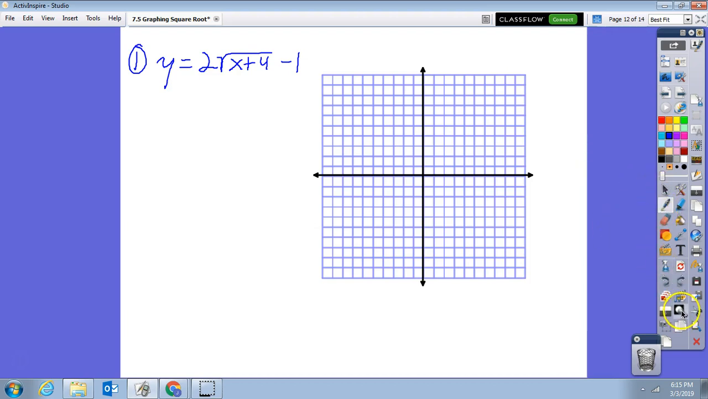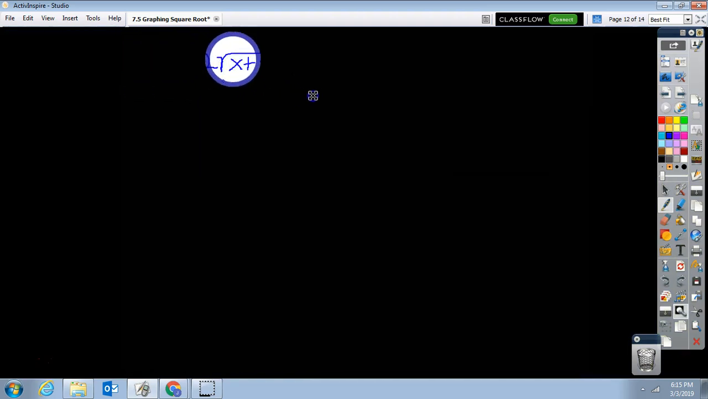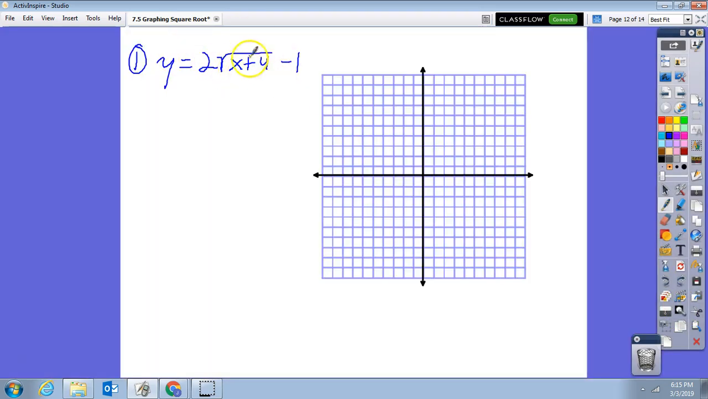Notice I can tell that it's a square root if I zoom in here on the actual function itself and see that that is a square root because the index is not present. Or I can just kind of look at it without zooming in and say, hey, that's 2 times the square root of x plus 4 minus 1.